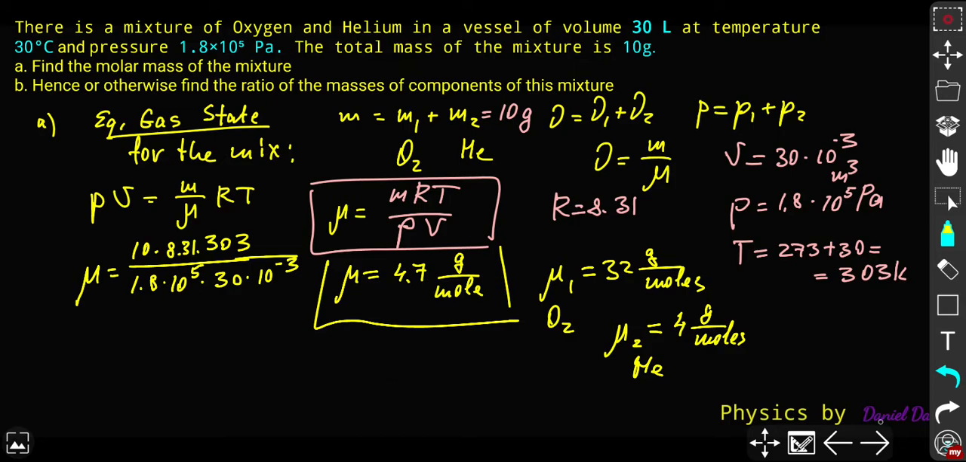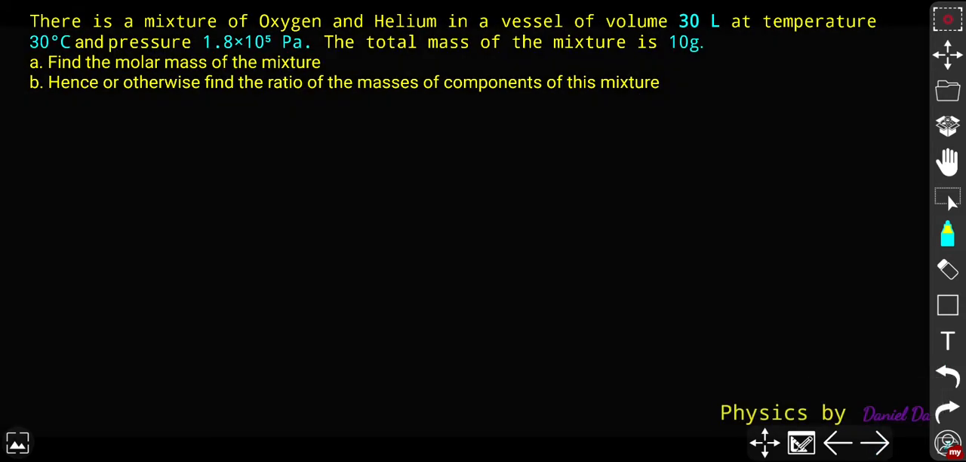Alright, and we're going to go to part B. In part B, we're going to calculate, hence or otherwise, the ratio of the masses of the components of this mixture. Basically we need to figure out M1 to M2 or vice versa. That's our target, and what we can do is create a separate gas state equation for each component. So we've got P1V, and then we can add them up.